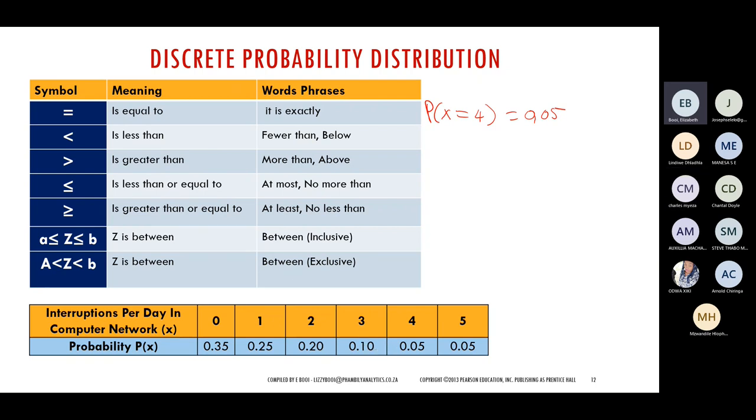Other wording will be like fewer than or below, which refers to less than. So if they mention words like fewer than or less than, then you know that it is a less than. What does a less than mean? Less than means anything below that value, and it does not include that value.